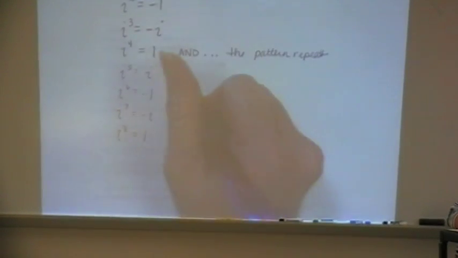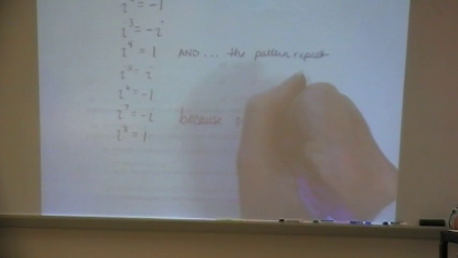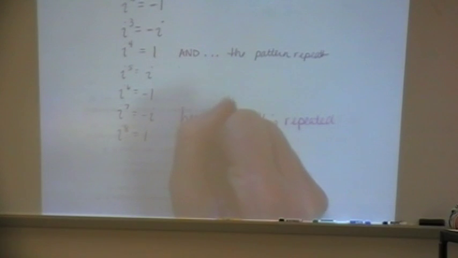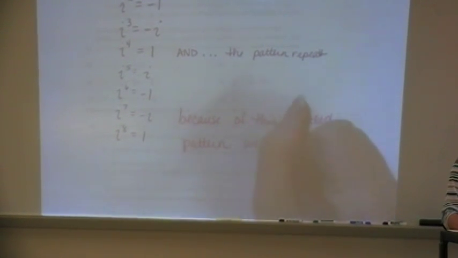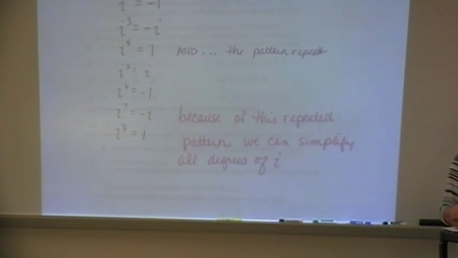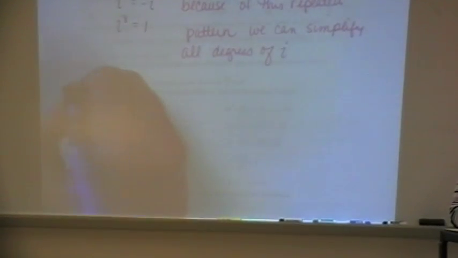So because of this repeated pattern, which we call a periodic pattern, we can simplify all degrees of i. And it is super, super easy to do. So they'll give you one like this.